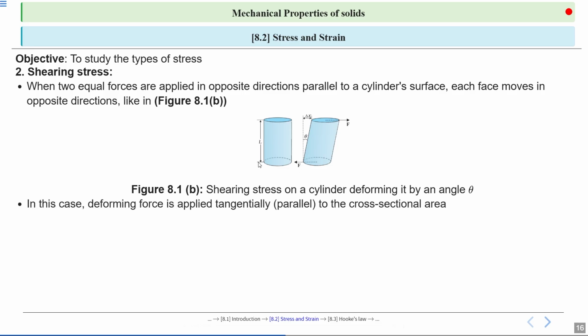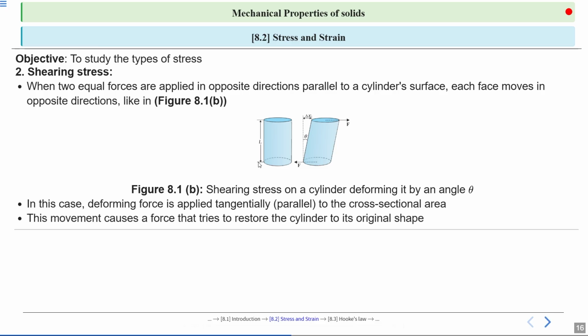In this case, the deforming force is applied tangentially, parallel to the cross-sectional area of the material. This is important because it differentiates shearing stress from other types of stress, like tensile or compressive stress, which act perpendicular to the surface. This movement causes a force that tries to restore the cylinder to its original shape. This force attempts to return the cylinder to its original shape, highlighting the material's elasticity. The concept is fundamental in understanding how materials respond to different stress.